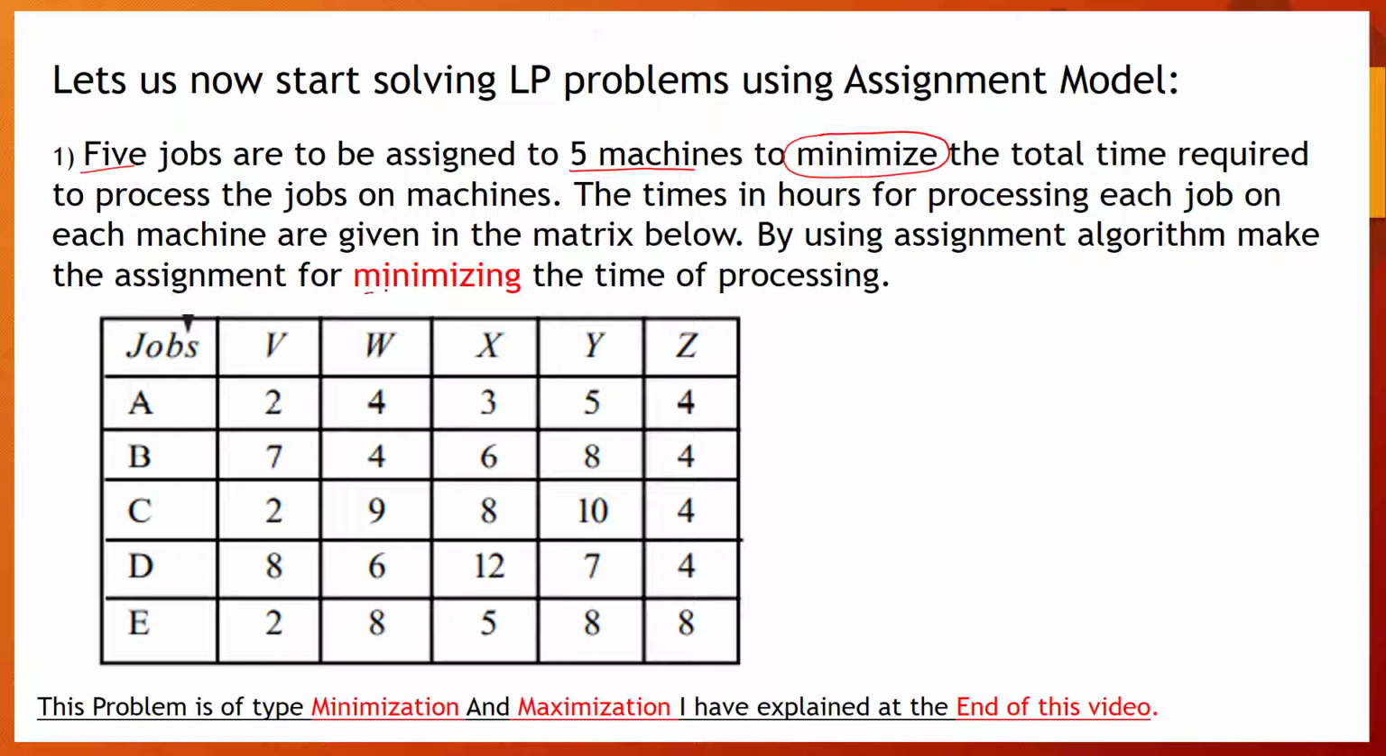Again they have mentioned exactly what we need to do. It is minimizing the time of processing. This is the matrix we have. These are the jobs, and horizontally these are the machines. Note that here we are solving the minimization type. Maximization I will explain at the end of this video. So let us start solving the minimization problem.